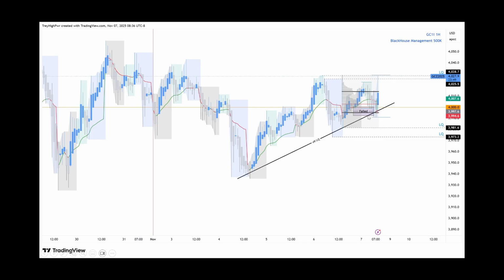And this is what we came down to mitigate. We hit the value area low and then we broke up to the upside. Beautiful.